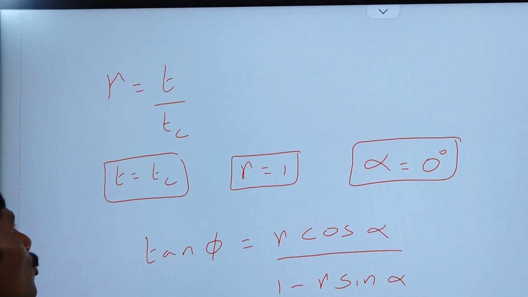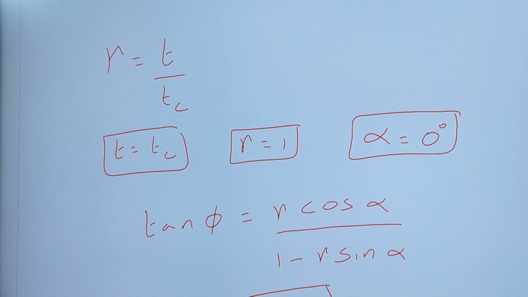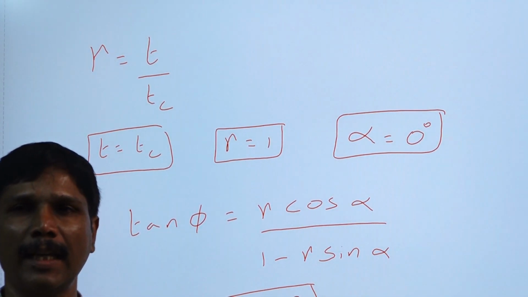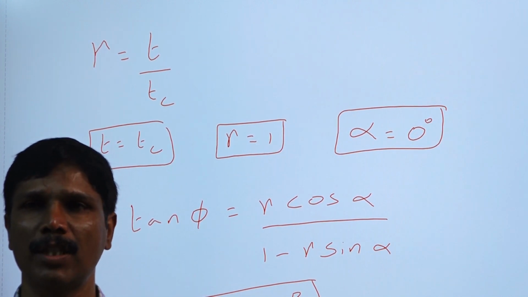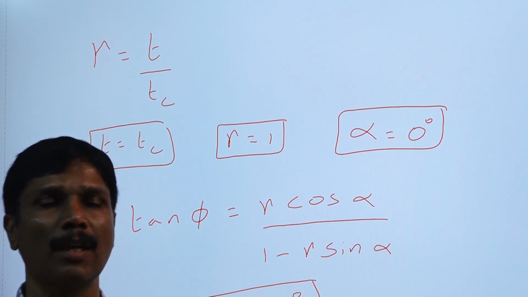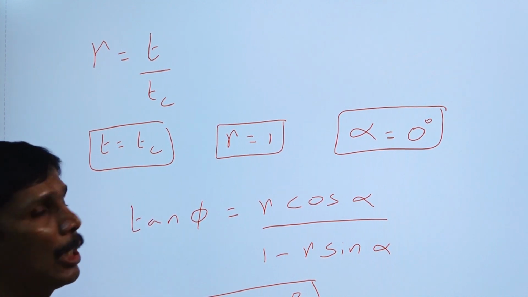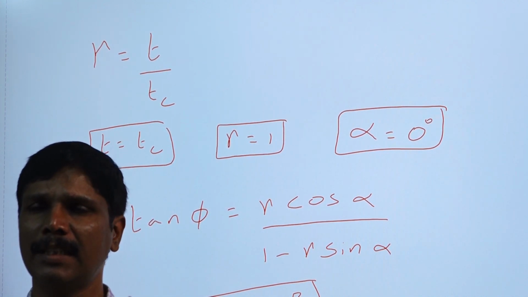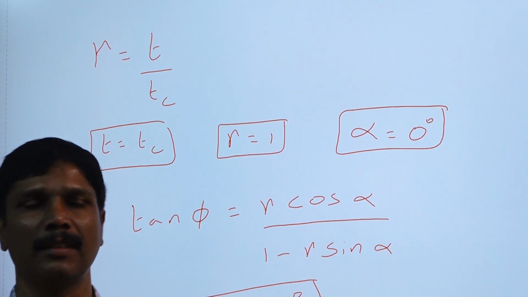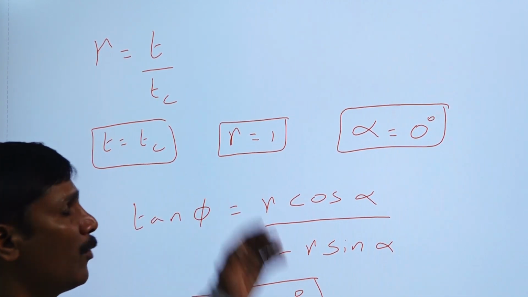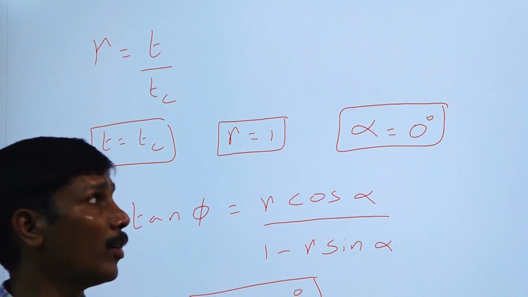Yes, we are going to discuss one important condition which is very significant in metal cutting calculation. r equals t by tc. We know that chip thickness ratio is the ratio of uncut chip thickness to the chip thickness. So when both are equal, that means there is no deformation while making chips. Therefore r equals 1, the chip thickness ratio will be 1.